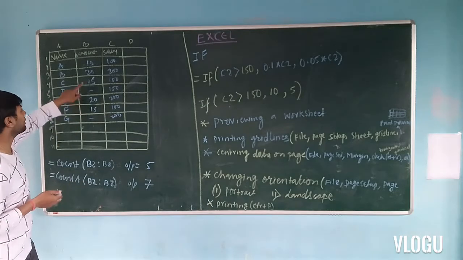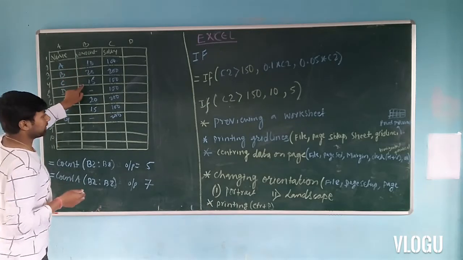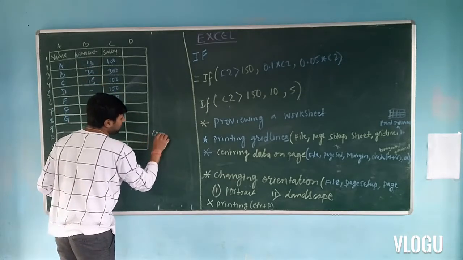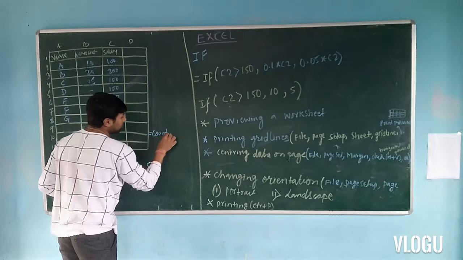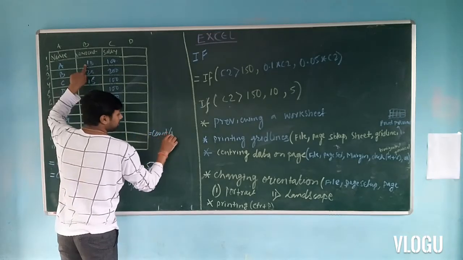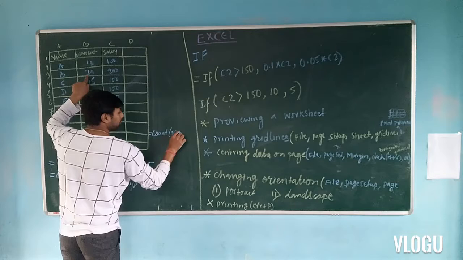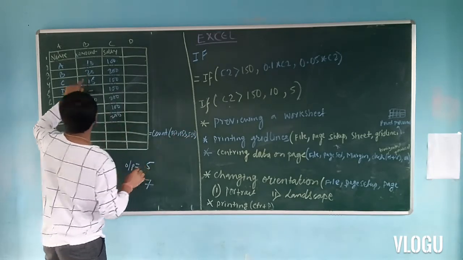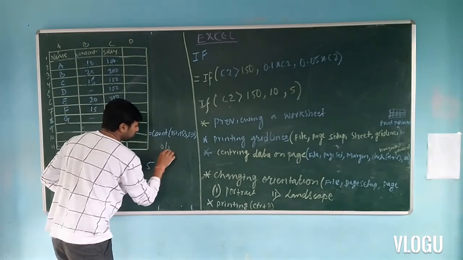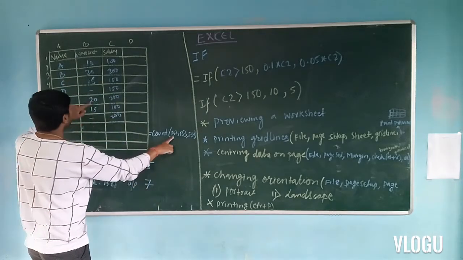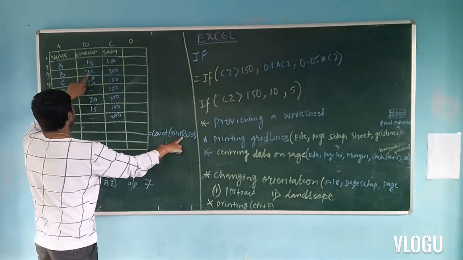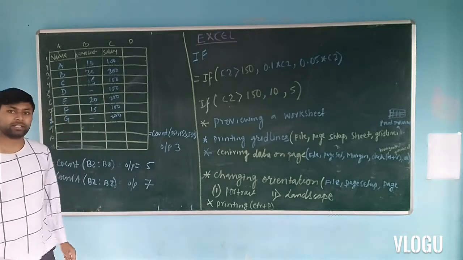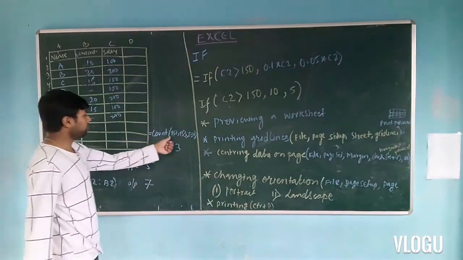Suppose I want to count only these three cells. See, equal to count, and what is the address of these cells? B2 comma B3 comma B4. What will be the output given by this count? See, B2 is 10, B3 is 20, B4 is 15. So 1, 2, 3: 3 will be our output. This way we can also count.